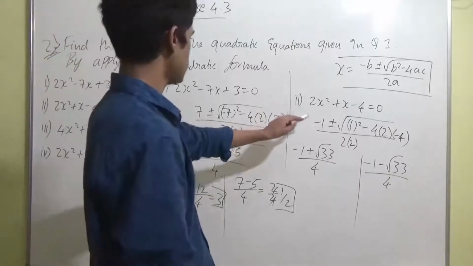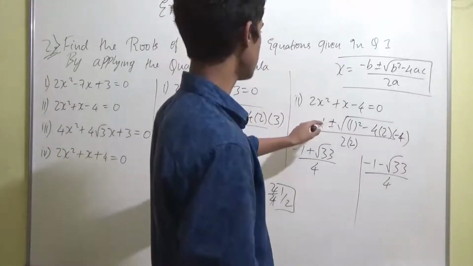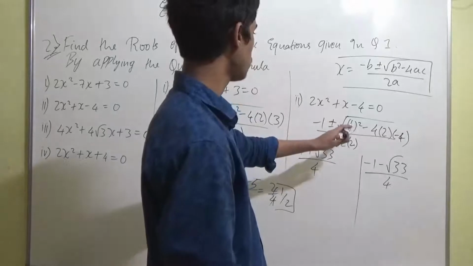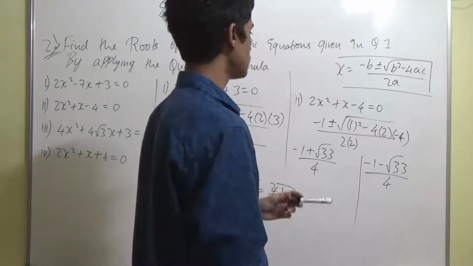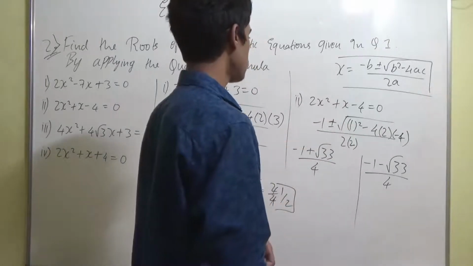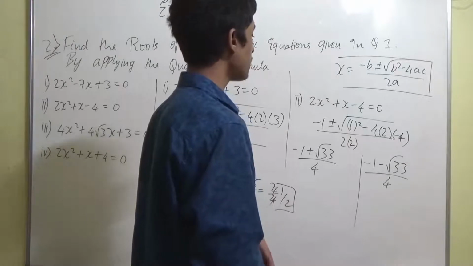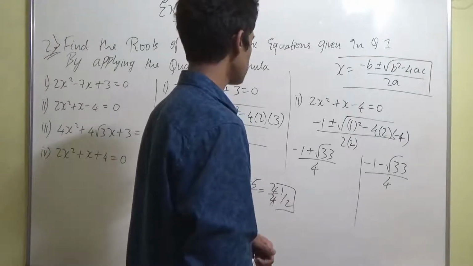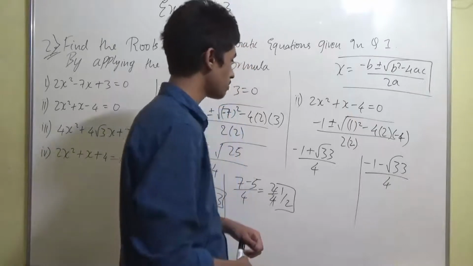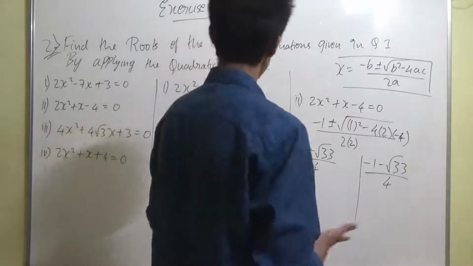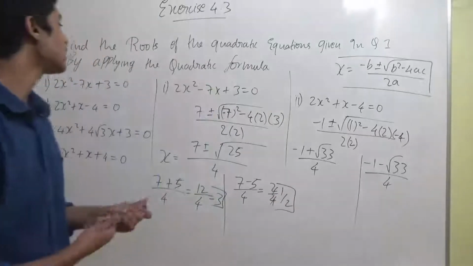This is the equation: minus b plus or minus root of b square minus 4ac, yeah. Minus into minus becomes plus 1, 32. 1 plus 32 is 33. So it becomes minus 1 plus root 33, minus 1 minus root 33 by 4. 2a is 4. Yeah, guys, it's correct. This is the solution of the second sub question.